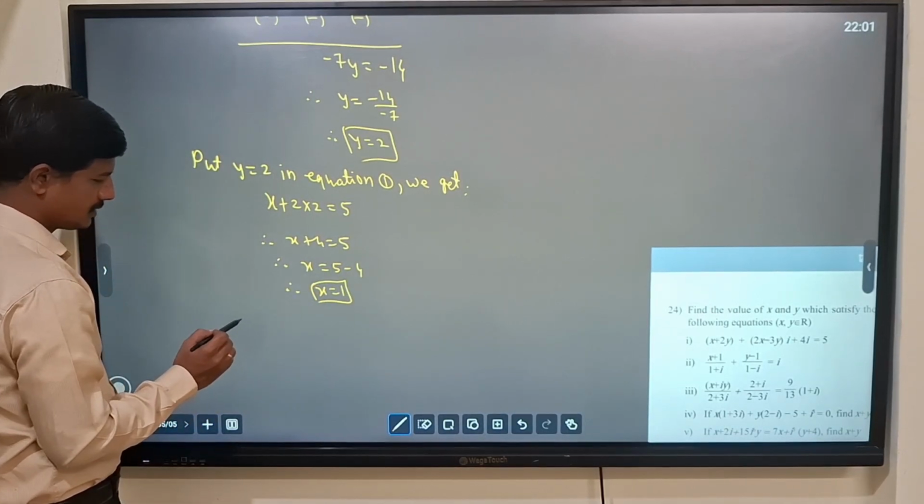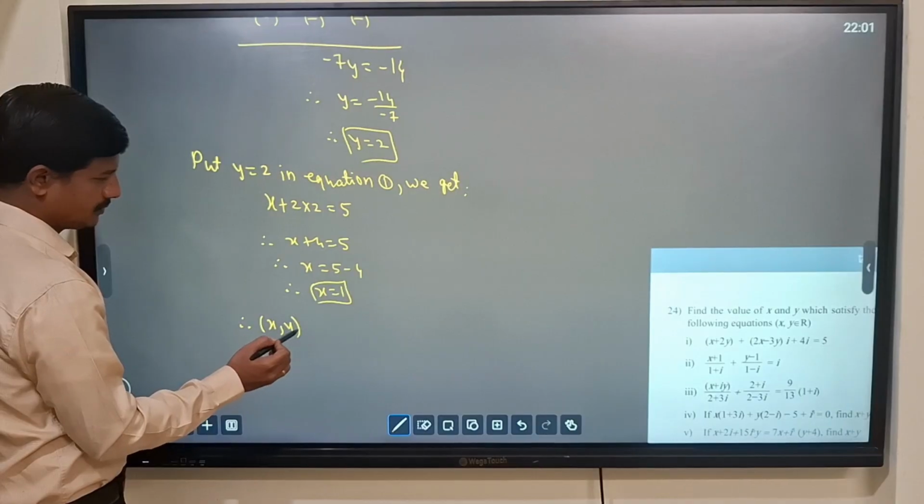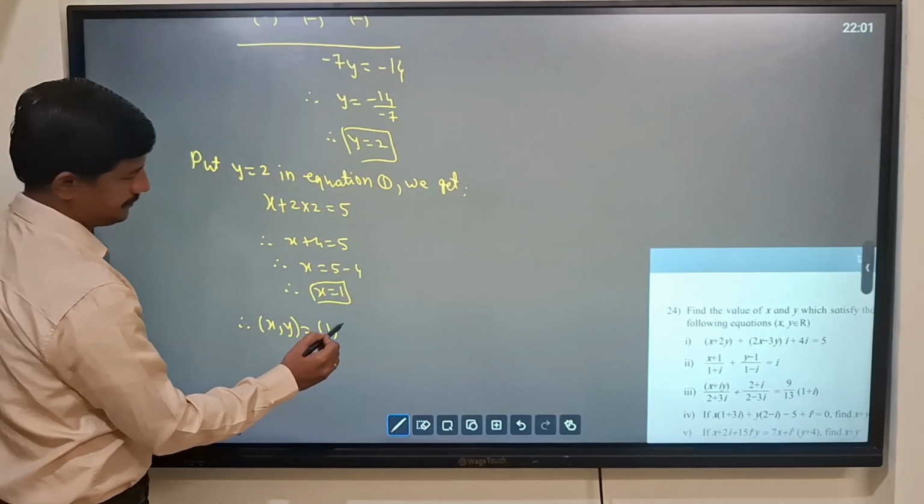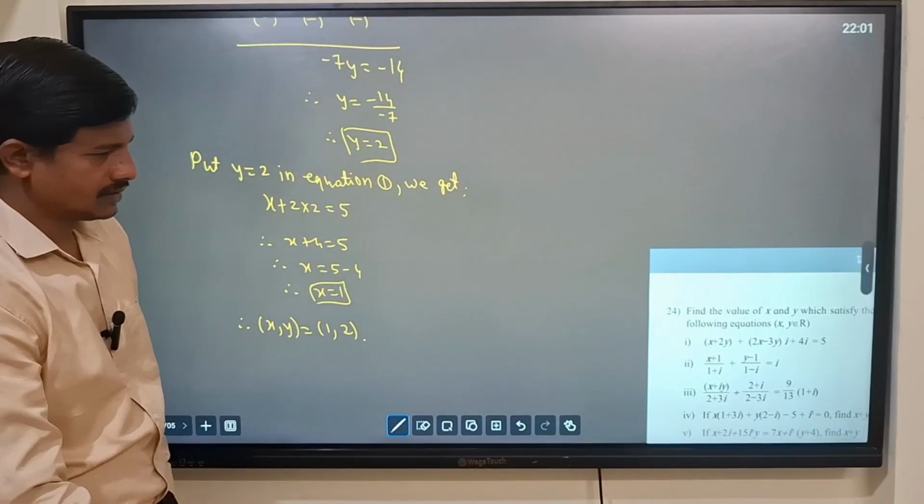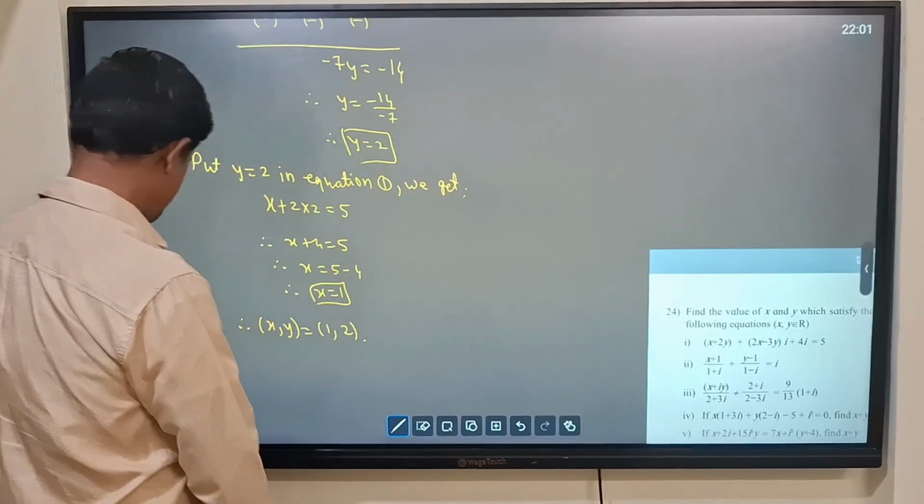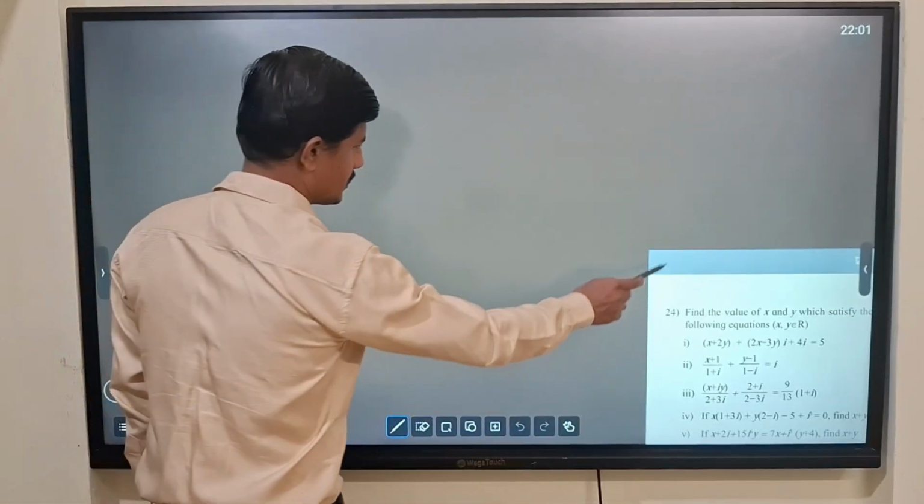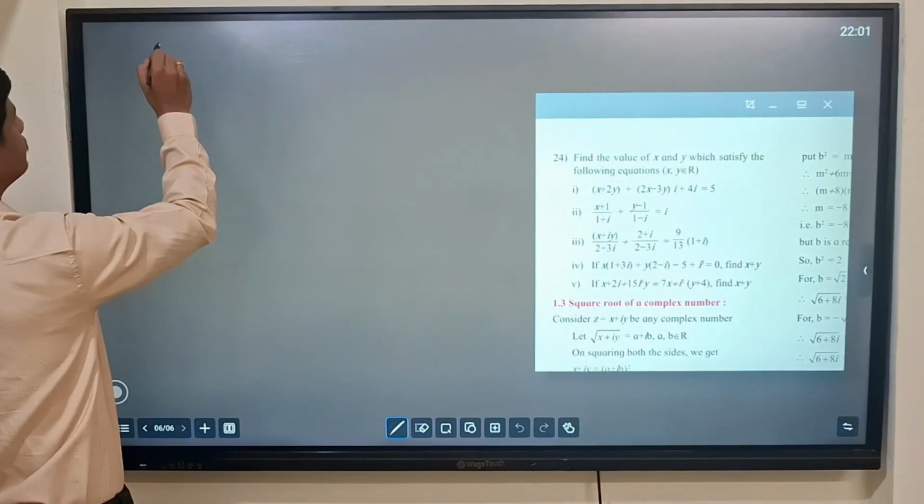So, this is the answer. Therefore, x comma y is simply 1 comma 2. This is the answer. Now, second question from 24th.